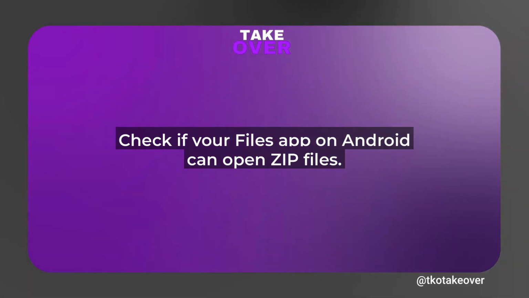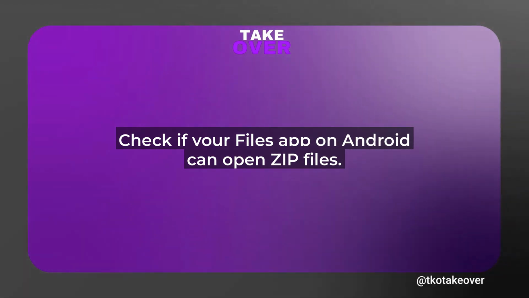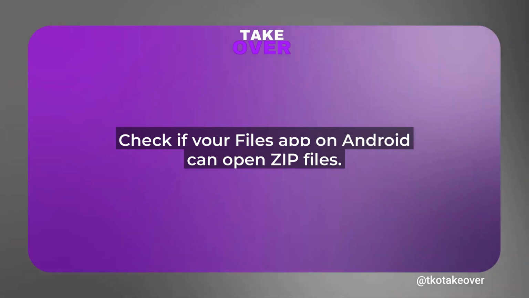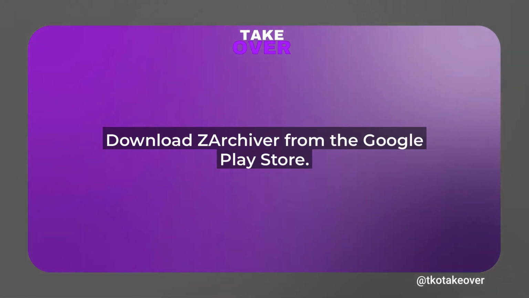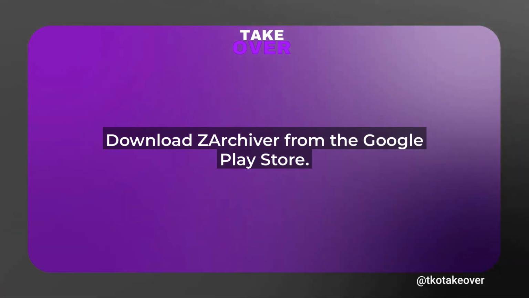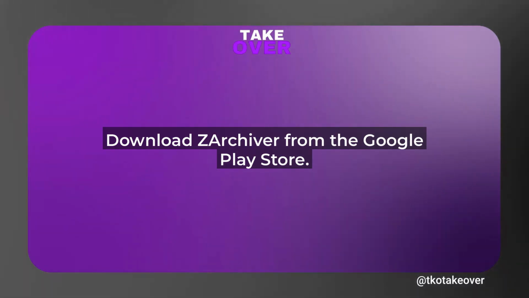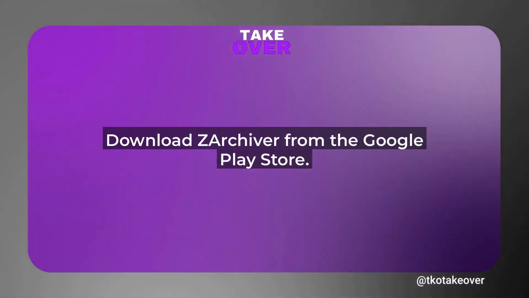First, let's check if your Android phone has built-in support. Most devices running Android 15 or later come with the Files app that can handle zip files natively. Open your Files app, it's usually pre-installed. Navigate to the folder where your zip file is stored, tap on it, and you might see options to extract or view the contents directly.